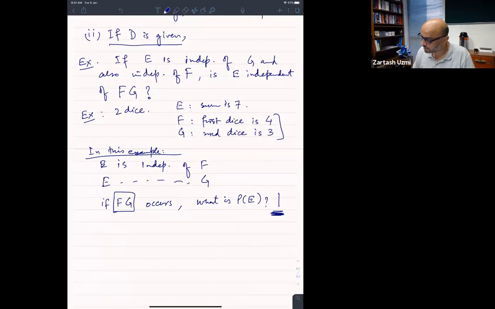Okay. So in this case, you will notice that E is not independent of F and G occurring simultaneously. Okay. You can calculate the rest of the probabilities at home.